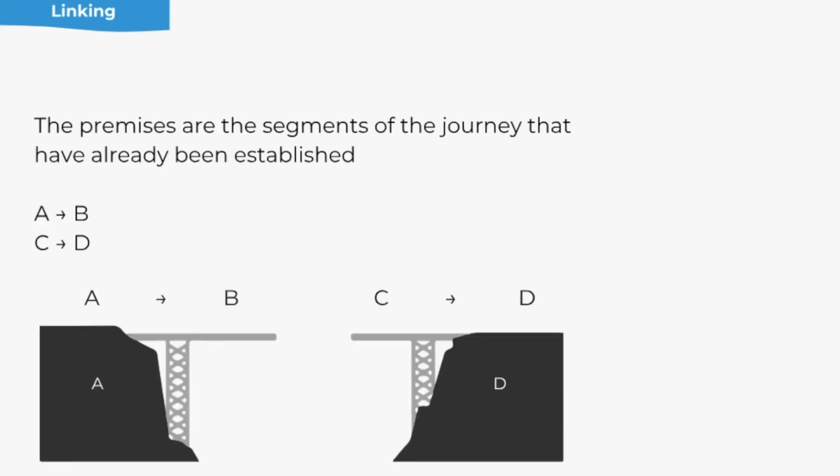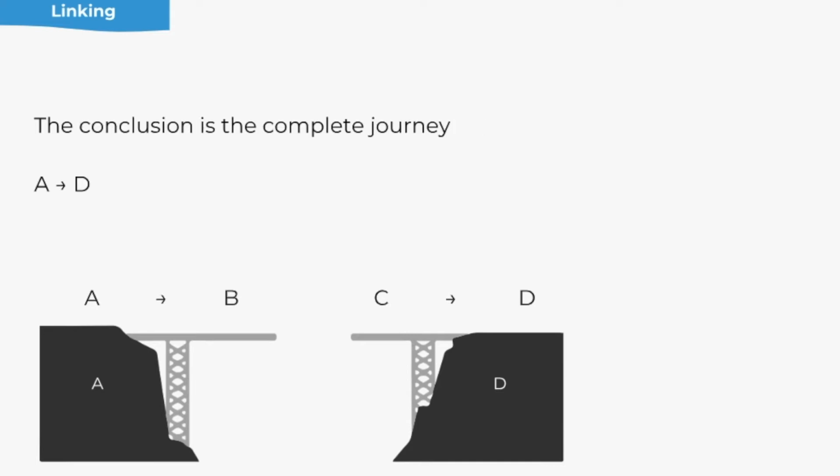So let's suppose we have this argument here where they're giving us these premises. They say that A implies B and that C implies D. The conclusion of the argument is like the entire journey.